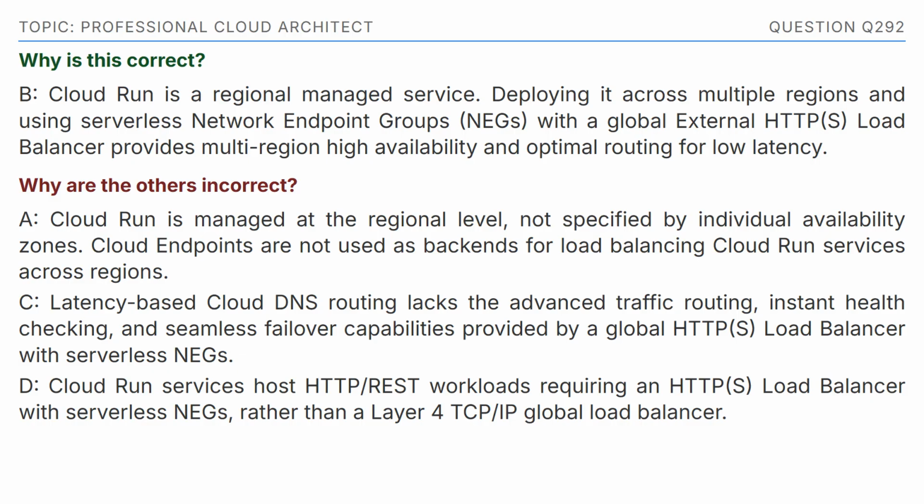Why are the others incorrect? A. Cloud Run is managed at the regional level, not specified by individual availability zones. Cloud endpoints are not used as backends for load balancing Cloud Run services across regions. C. Latency-based Cloud DNS routing lacks the advanced traffic routing, instant health checking, and seamless failover capabilities provided by a global HTTP/S load balancer with serverless NEGs. D. Cloud Run services host HTTP/REST workloads requiring an HTTP/S load balancer with serverless NEGs, rather than a Layer 4 TCP/IP global load balancer.